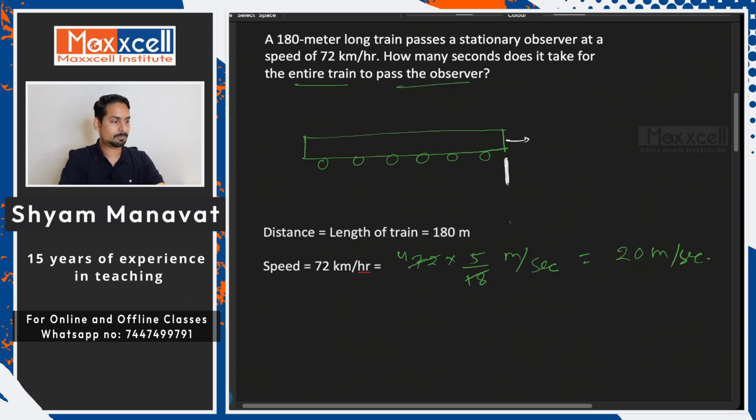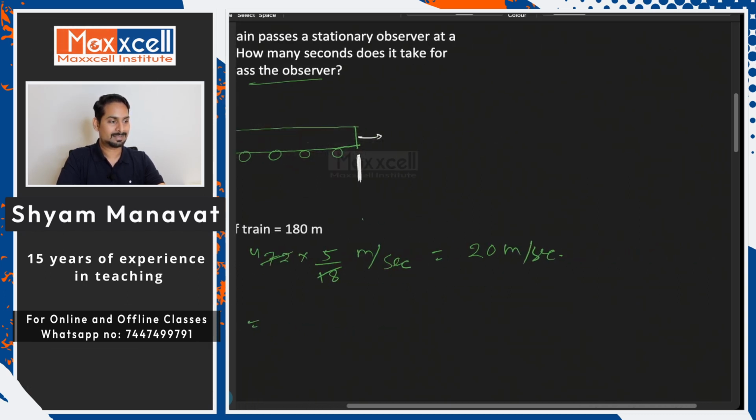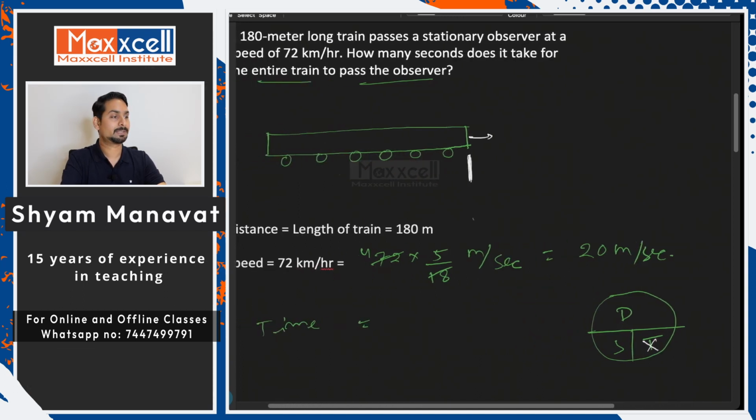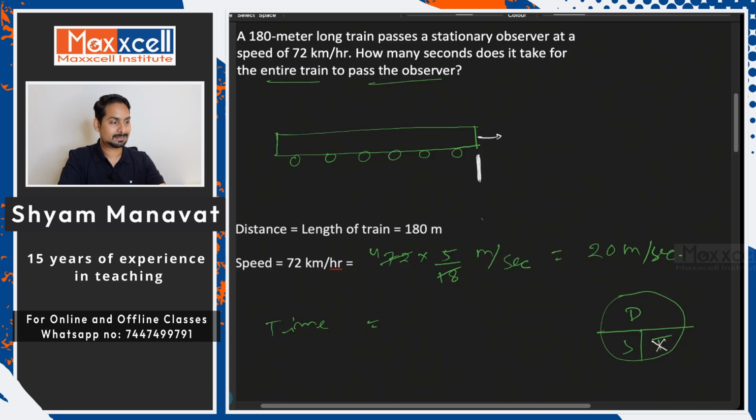So to find the time, what will you do? Remember that circle of distance, speed, time. If you want to find out the time, you will say that is distance upon speed. What is the distance here? Distance is 180 meters, divided by the speed, 20. So the time taken should be 9 seconds.